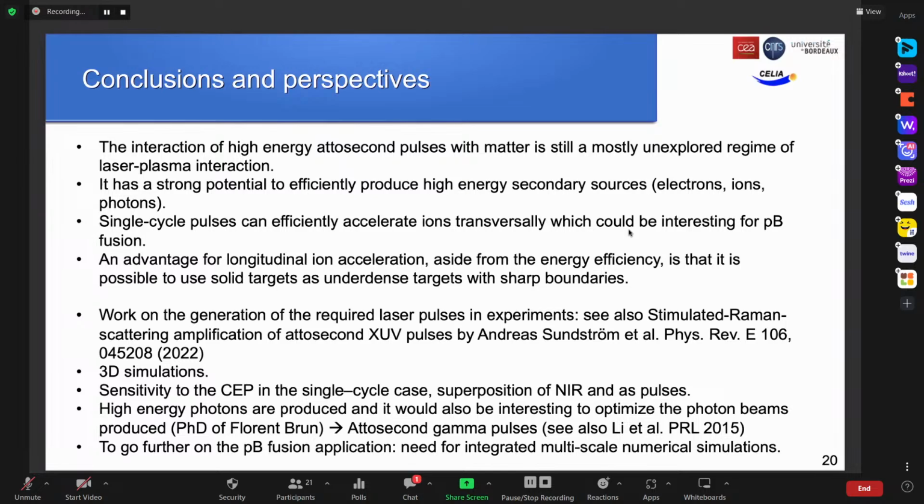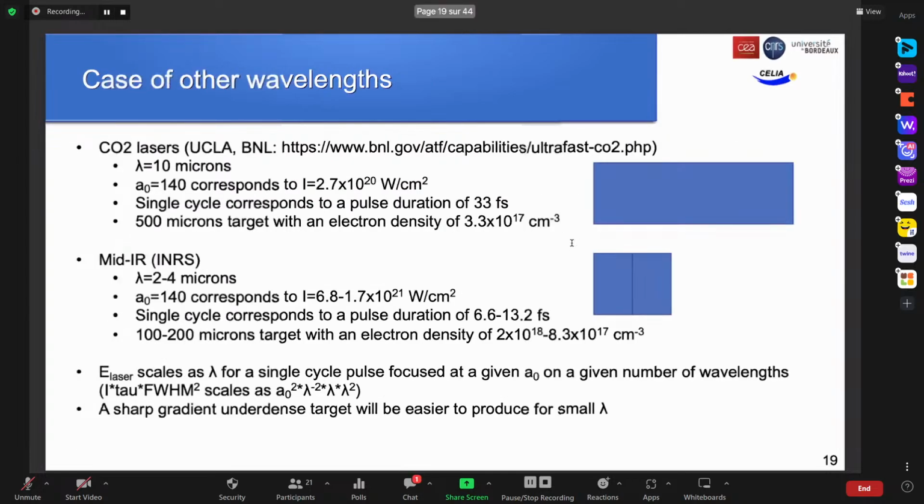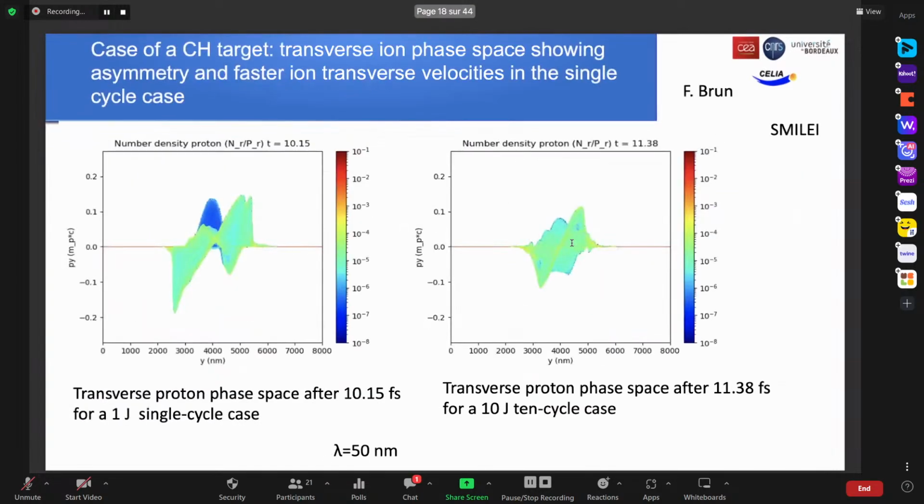for the CH target, and probably this is valid for other comparisons that you showed before, that you took a time 10 femtoseconds after the start of the simulation, which is definitely much longer than the single-cycle pulse. The single-cycle pulse passed completely, while it is not even half of the 10-cycle pulse. That means the 10-cycle pulse didn't even reach the maximum intensity.